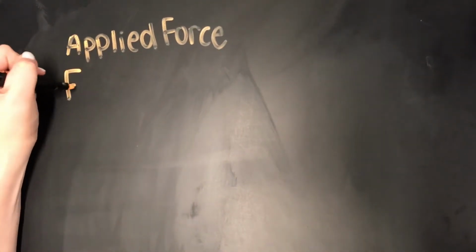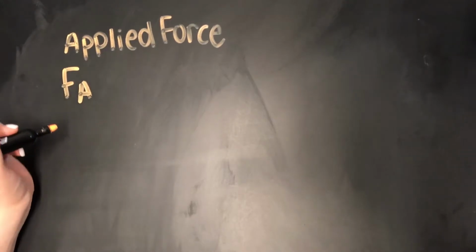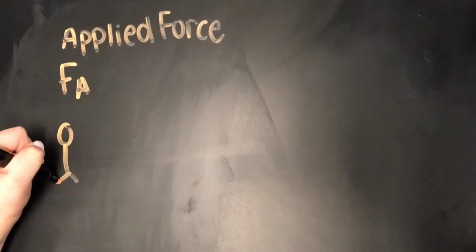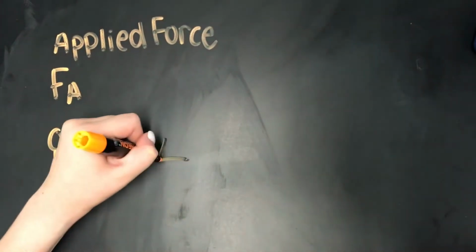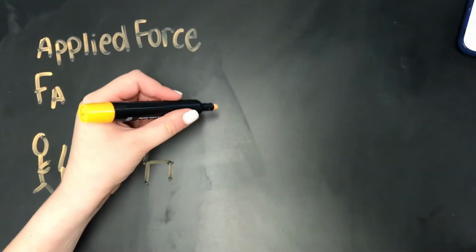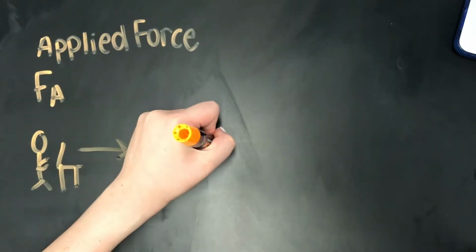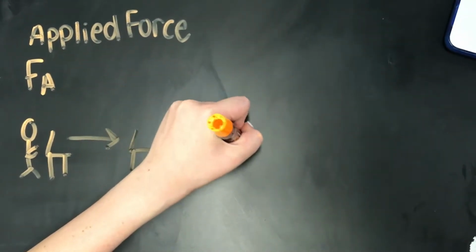Applied force is a force that is applied to an object by another object or by a person. The direction of an applied force is a push or a pull. The symbol used for this force is Fa. An example of this would be a person pushing a chair across the room. The FBD diagram for this force would be like this.